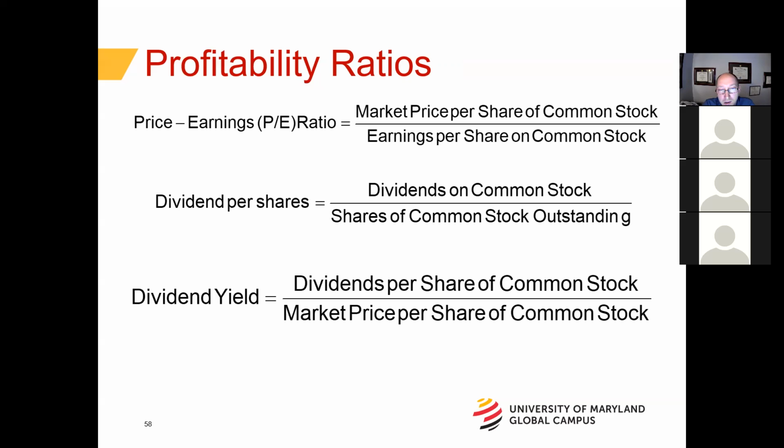Dividends on common stock divided by shares of common stock outstanding, and then dividend yield. Dividends per share of common stock divided by the market price per share of common stock. Market price, again, found at the end of each trading day.